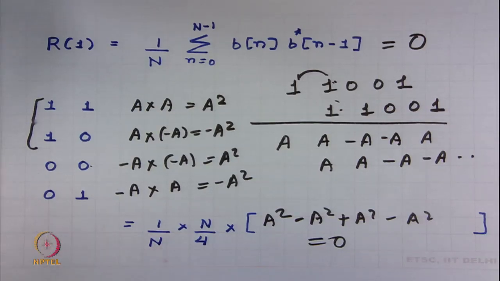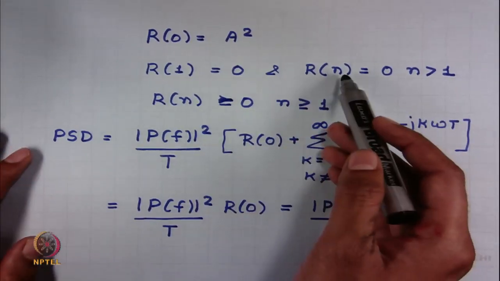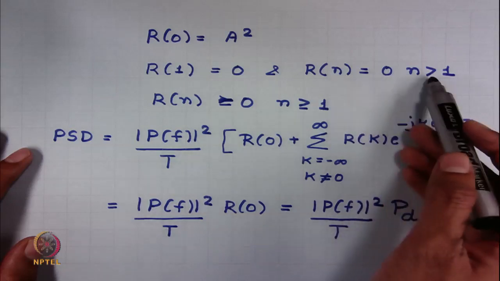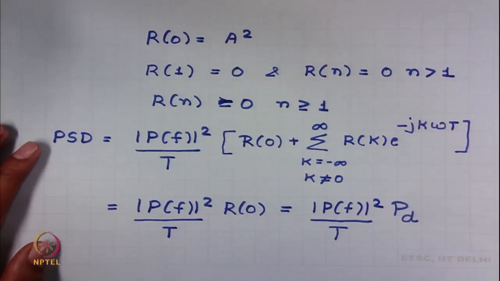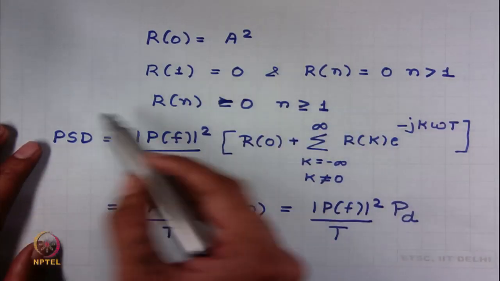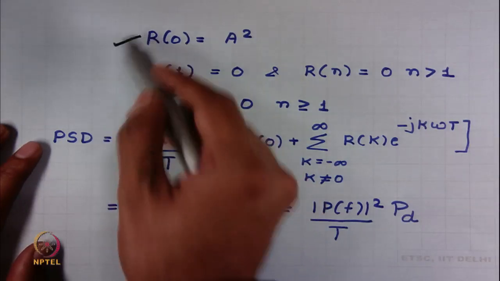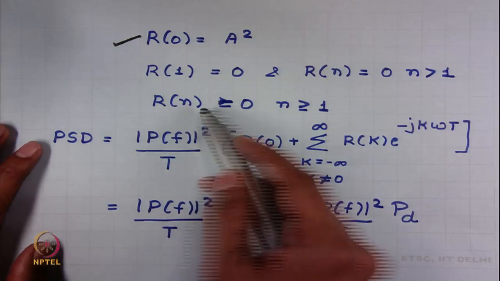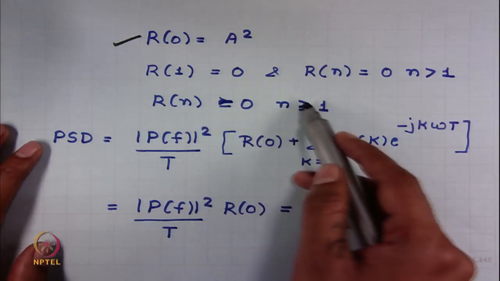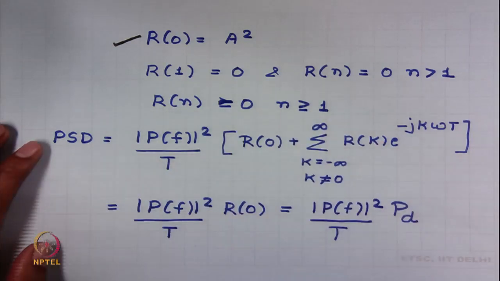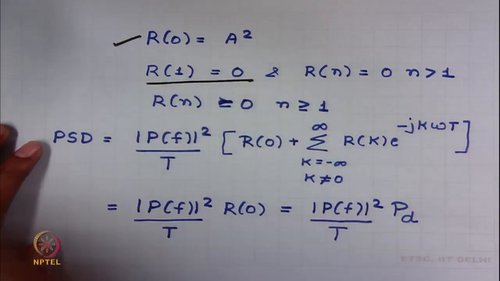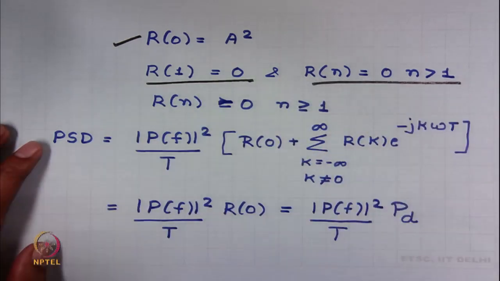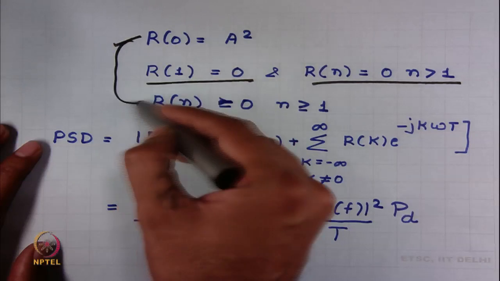Similarly, you can find it yourself that R of n will also be 0 for n greater than 1. Okay. In short, I have already found that r of 0 is A square and r of n is 0 for n greater than or equal to 1. This we have already proven, this I leave to you to prove, and in short I can arrive at these two conditions.